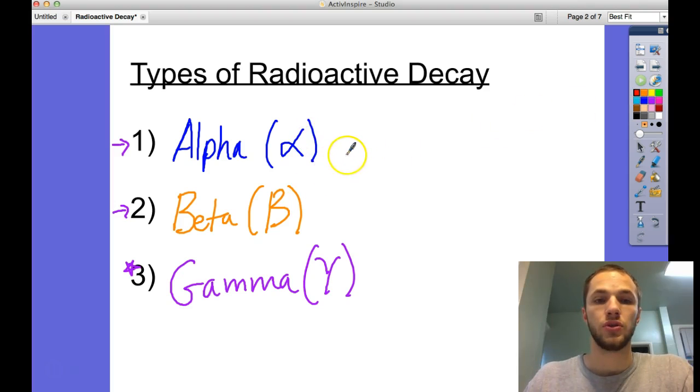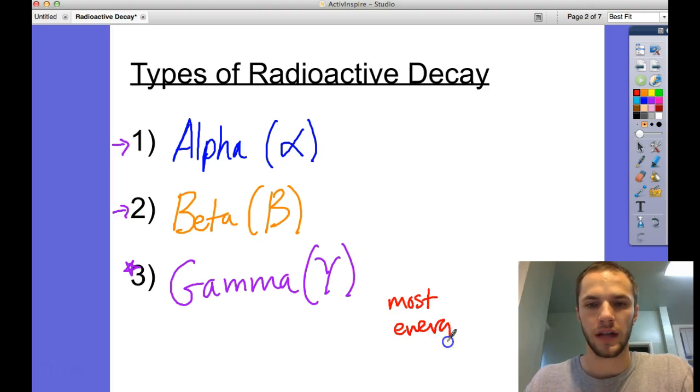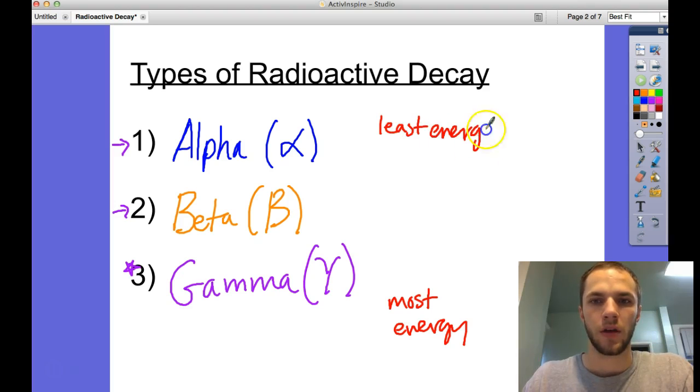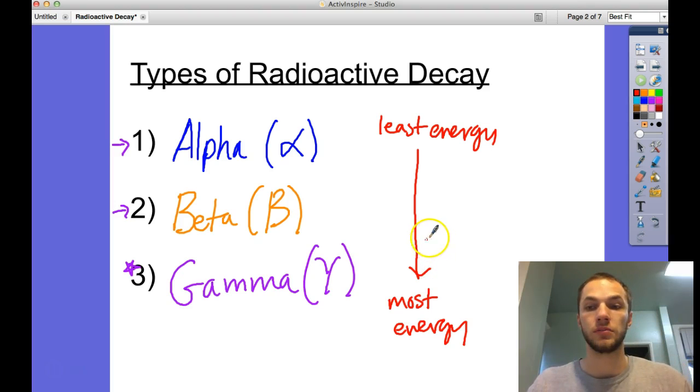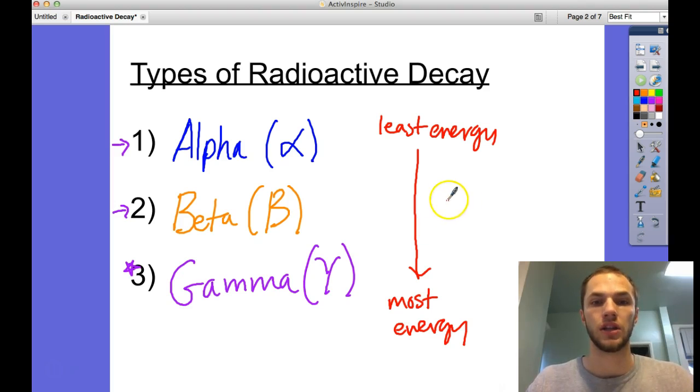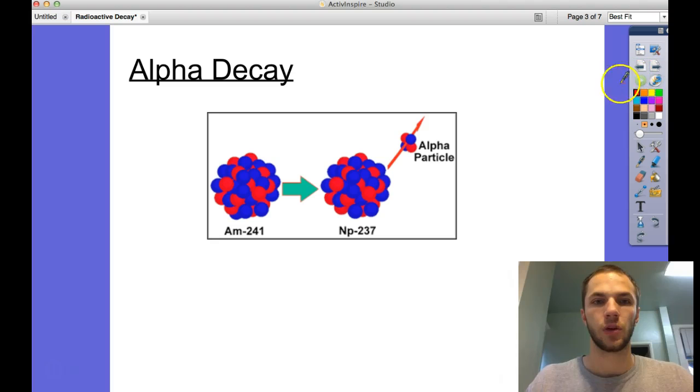Out of these three types, gamma has the most energy, and alpha has the least amount of energy. So these increase in energy from alpha to beta to gamma, which means we're going to have to take different precautions to protect ourselves from those types of decays, and different materials will block each one of those. So let's first talk about alpha decay. What happens when an atom undergoes alpha decay?